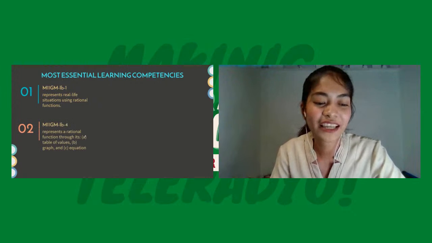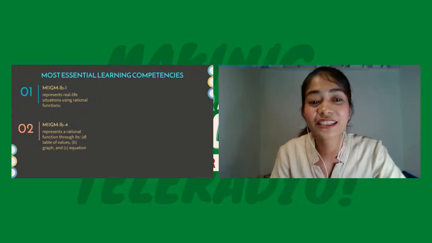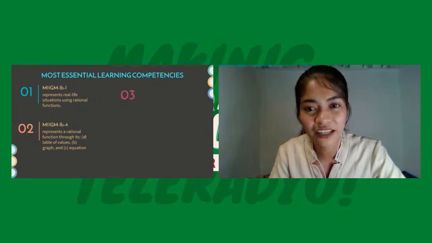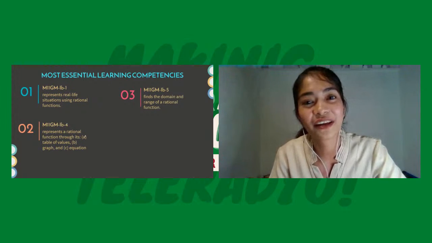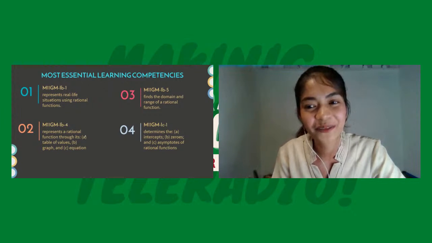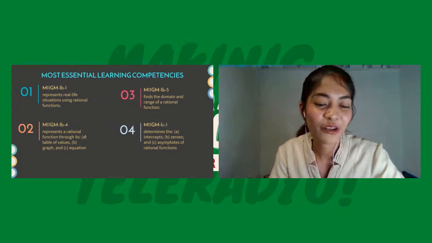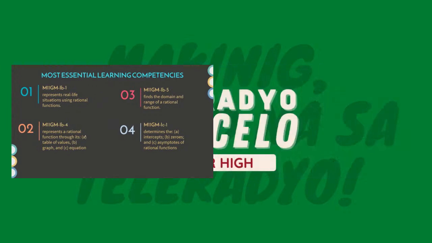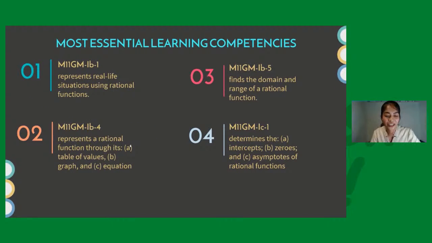Second, represent rational function through its table of values, graphs, and equation. Third, find the domain and range of rational function. And fourth, determine the intercepts, zeros, and asymptotes of rational functions. As you progress through this academic journey, these most important learning competencies will be discussed in this lesson. I hope you are in the most convenient and conducive environment in your homes to achieve these objectives for today.